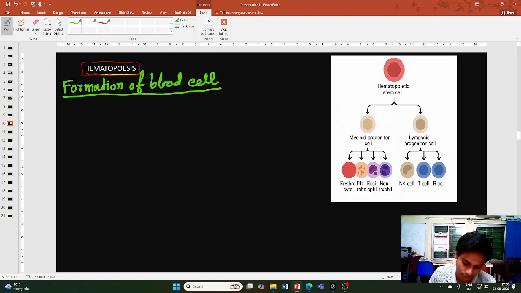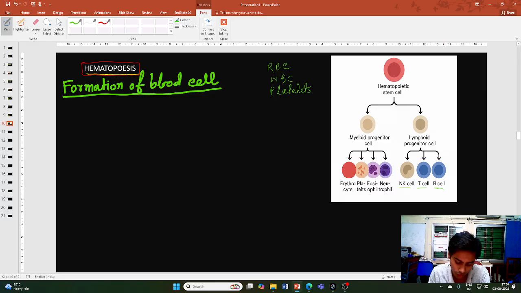In blood we have already discussed the types of cells there are, like RBC, WBC, white blood cells, platelets, along with the NK cells, T cells, B cells. So how these kinds of cells are produced and formed in the blood, that we will discuss in this entire chapter. Let us start from the beginning.